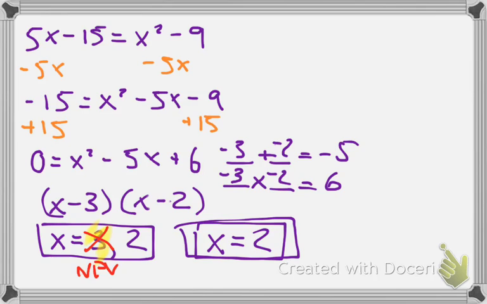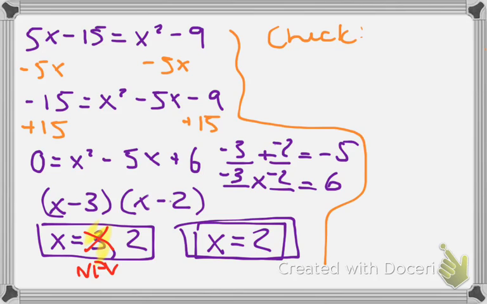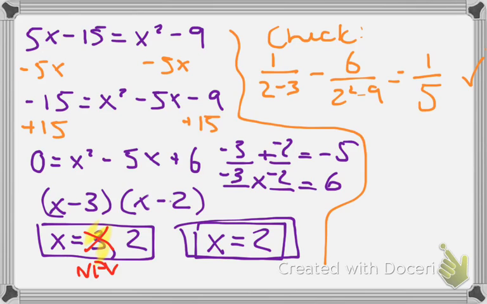And then of course you want to go back and check, right? If I wanted to check, maybe I'll do that just on the side here. I'd say, okay, check. And I'd go, 1 over 2 minus 3, minus 6, over 2 squared minus 9, is equal to 1 over 5. I'd put it all in my calculator and find, yep, that's true, it checks out, it's good to go.